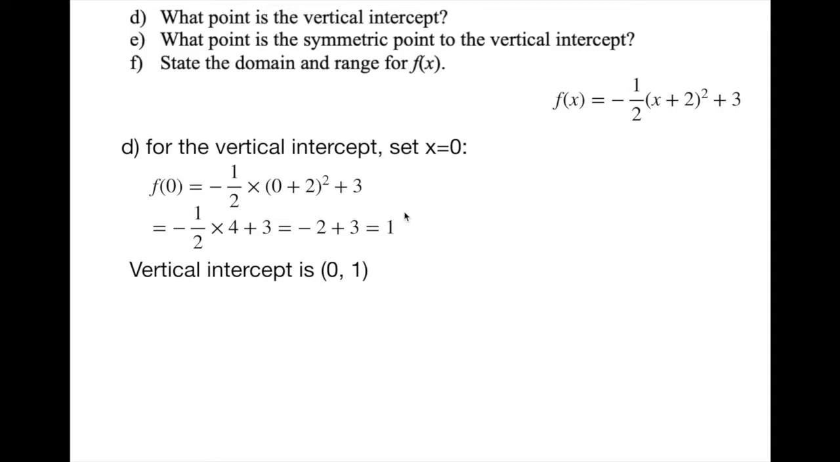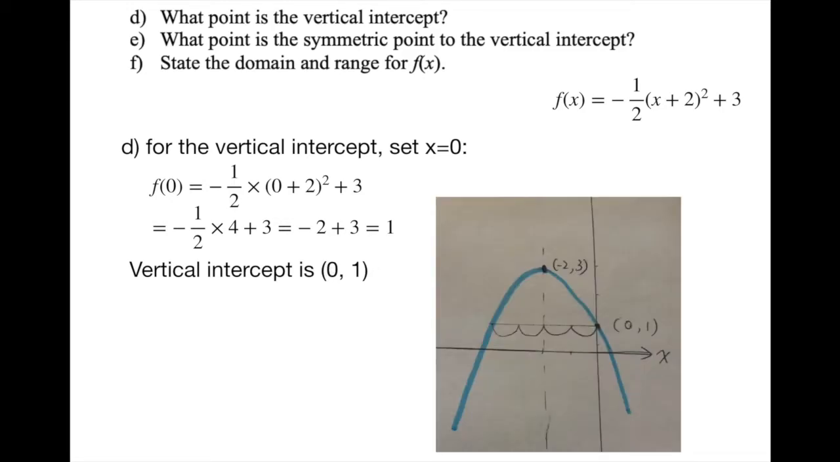That's part D. For part E, symmetric point of this point. First, again, you need to draw the picture. What we know here, we know the parabola opens down. And the vertex point is -2, 3. And the vertical intercept is 0, 1. So with all this information, you know that this blue line should be its graph.